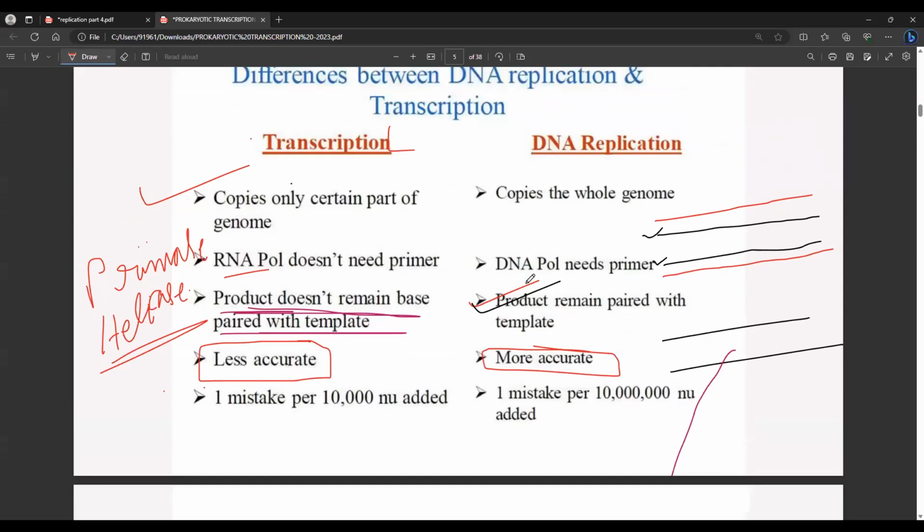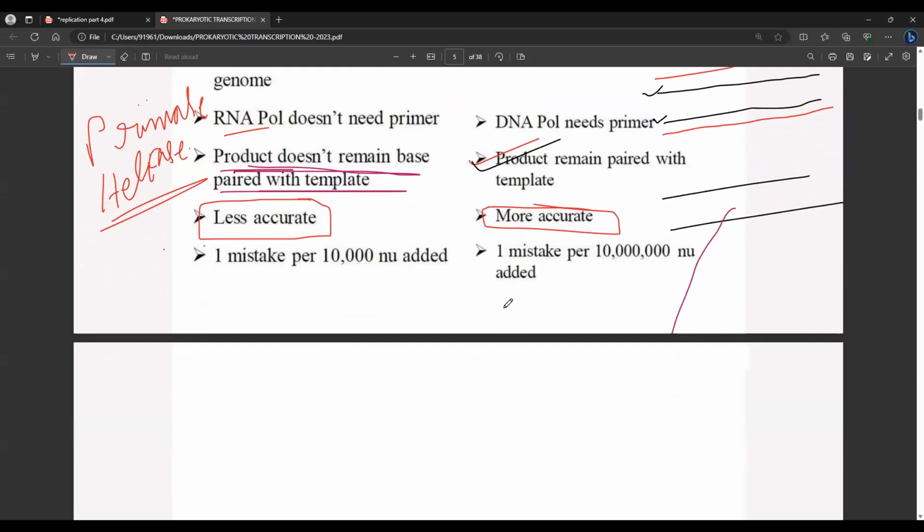And friends, one of the major reasons why DNA replication is more accurate is, according to the recent research, the versatile DNA polymerase enzyme will make just one single mistake out of 10 power 6 to 10 power 7 nucleotides added. Which means, friends, out of 10 lakhs to 1 crore nucleotides added, it makes just one mistake. So that accurate an enzyme it is.